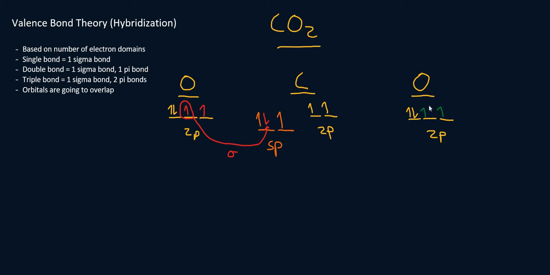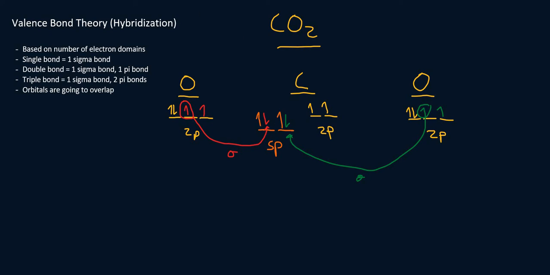Conversely, for this oxygen here, I'm going to take this electron right here and move it to this empty slot right here, and it's going to become a downspun electron in this hybrid orbital. So we're taking this electron and moving it to this slot. And this is going to form the other sigma bond between the carbon and the oxygen.